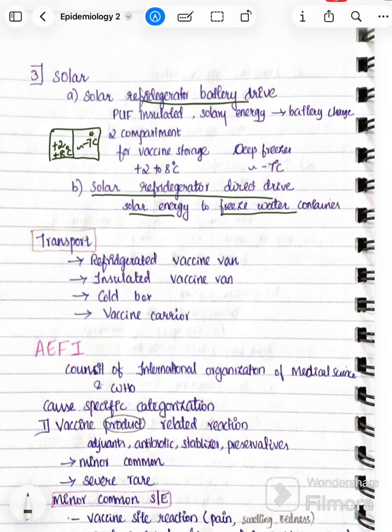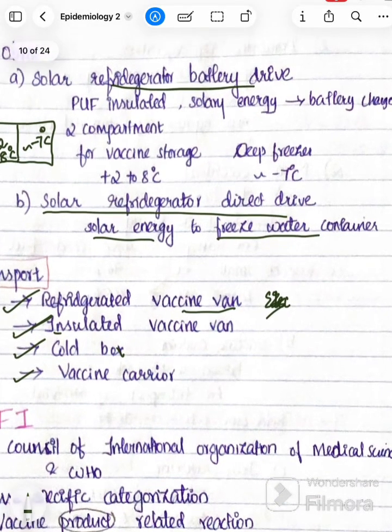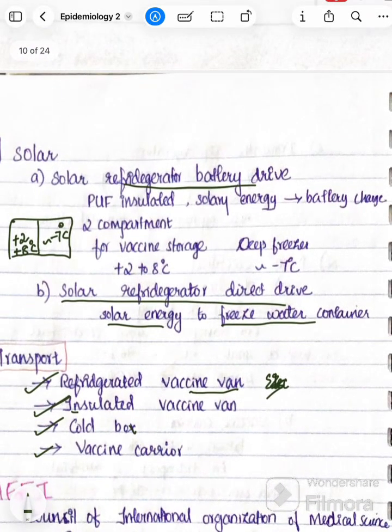Now for the transport, we can use refrigerated vaccine vans. We have insulated vaccine vans. We have cold box as we studied earlier. We have vaccine carrier. So we are at the end of our lecture.